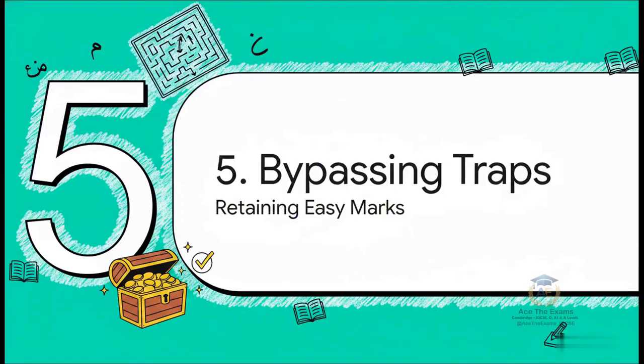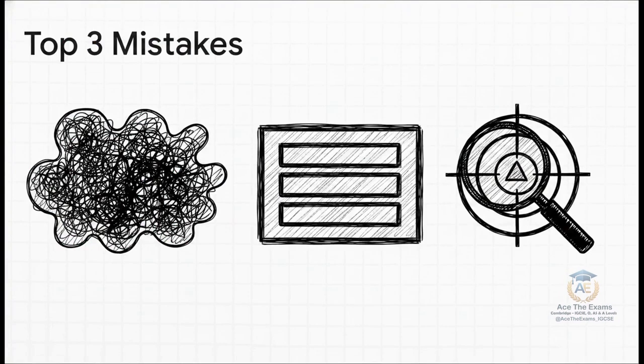Section 5. Bypassing principal examiner traps, retaining easy marks. I always say that the principal examiner reports act as a completely transparent cheat sheet of common pitfalls, so let's disarm them right now, one by one. Here are the top 3 mistakes that consistently rob otherwise brilliant students of incredibly easy marks in Arabic 9680, Section 2. Number 1, forgetting to include proper format. Number 2, forgetting to check format and presentation. Number 3, answers are not specific to the given context.